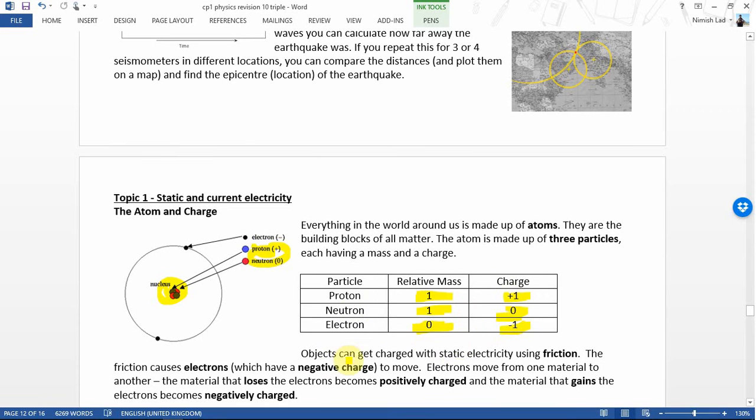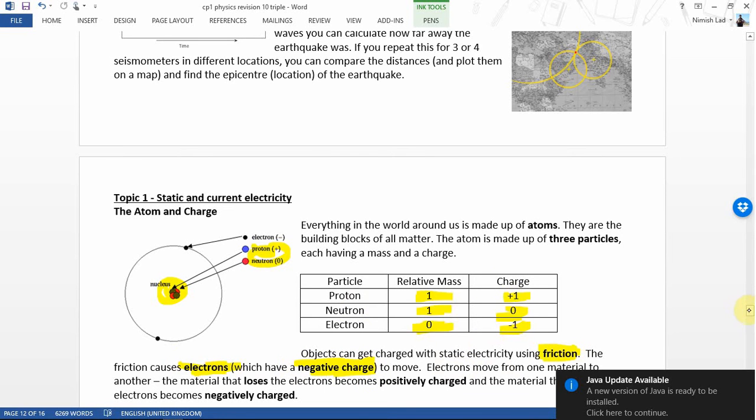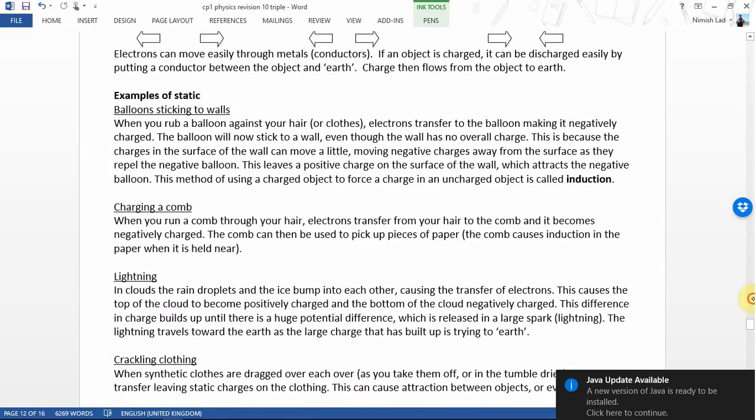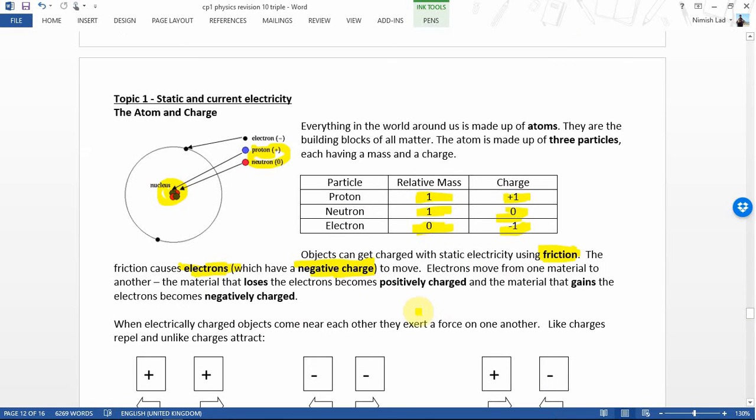We also said that we wanted to know how objects become charged. Objects become charged using friction. Friction causes electrons to transfer, to move. And remember, electrons have a negative charge. So if they move from one place to another, they'll end up with charge moving. Electrons move from one material to another. The material that loses electrons becomes positive. The material that gains electrons becomes negative.